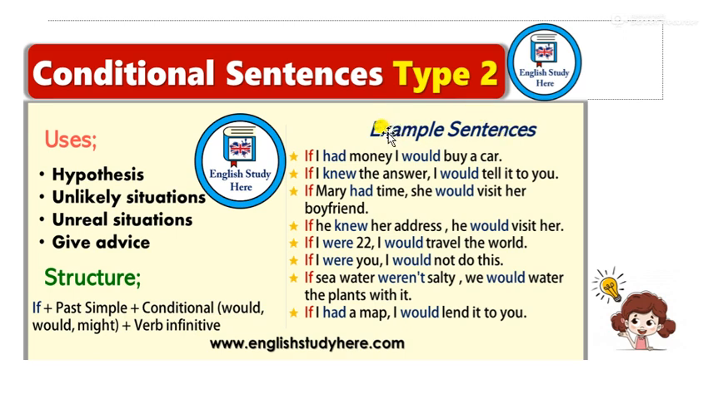Okay, let's look at example sentences. If I had money, I would buy a car. If I knew the answer, I would tell it to you. If Mary had time, she would visit her boyfriend. If he knew her address, he would visit her. If I were 22, I would travel the world. If I were you, I wouldn't do this. If seawater weren't salty, we would water the plants with it. If I had a map, I would lend it to you. Okay?